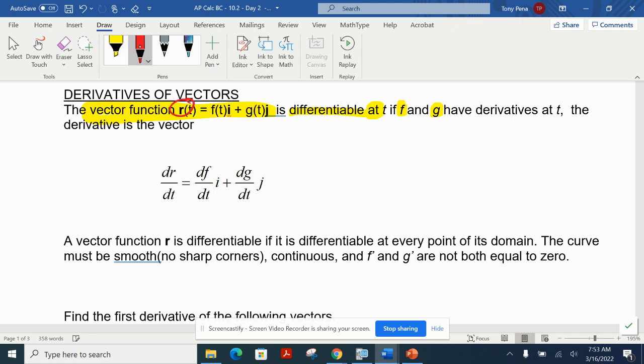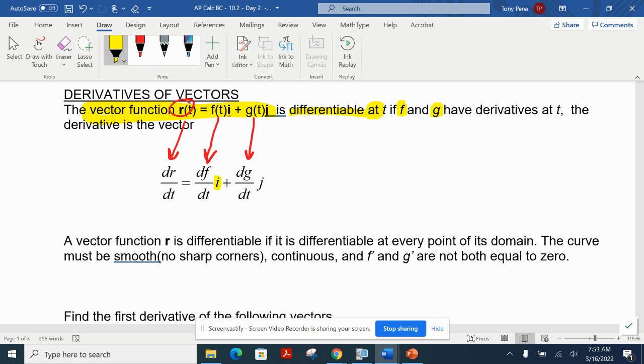The derivative of r is what this is saying. So change in my position vector over my change in time would be nothing more than the derivative of f, which is again our x position, so the derivative of the x position. And then if you look, we would just take the derivative of the g, dg over dt.